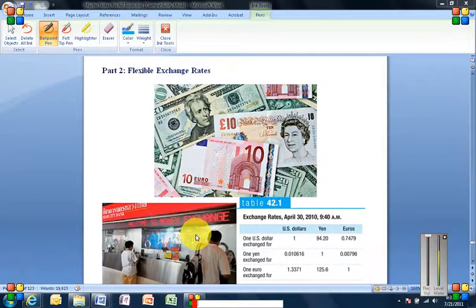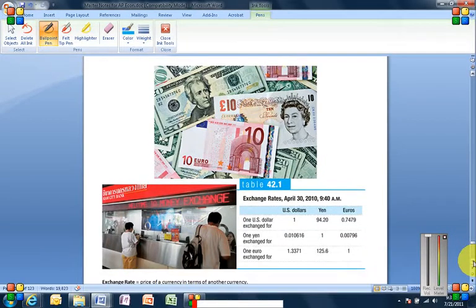You can go to banks in a more traditional sense, and they tell you when you get there what $1 is worth in terms of another currency. We call this the exchange rate. Exchange rate is also known as the price of a currency in terms of another currency.